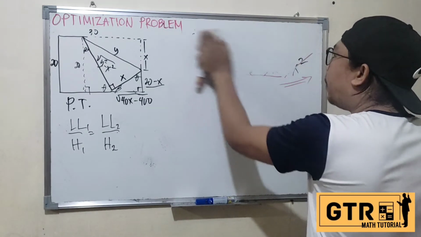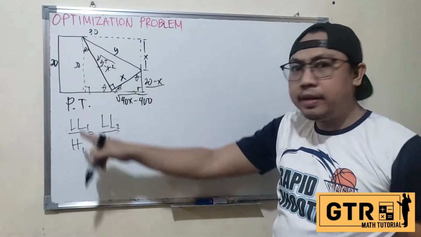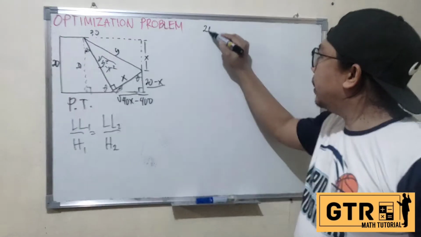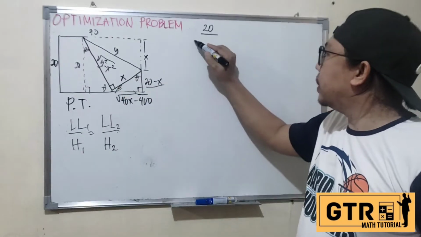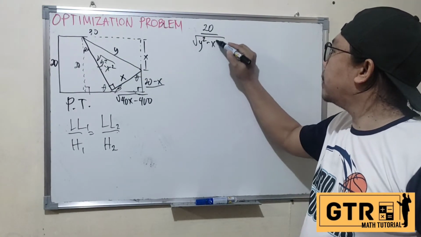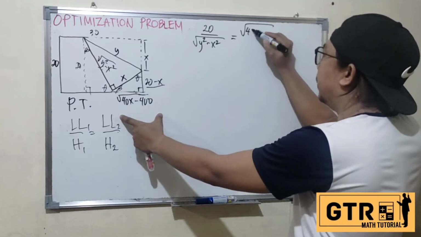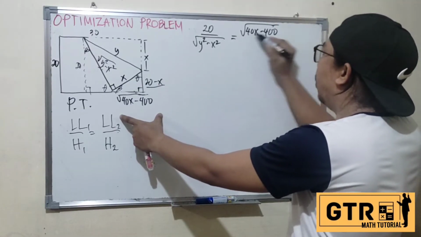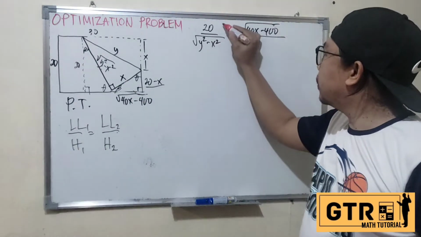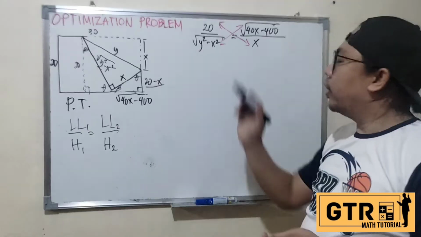So we can now apply the similar triangles. From similar triangles, we have the longer leg, 20, over the hypotenuse, the square root of y squared minus x squared, equals the longer leg of this triangle, the square root of 40x minus 400, over the hypotenuse, that is x. So we have a ratio, so just cross multiply, and we can solve for the value of y.